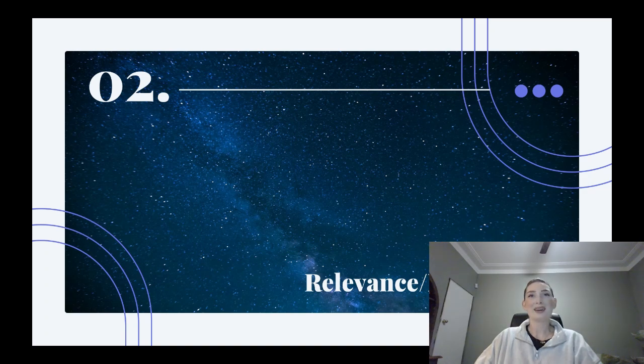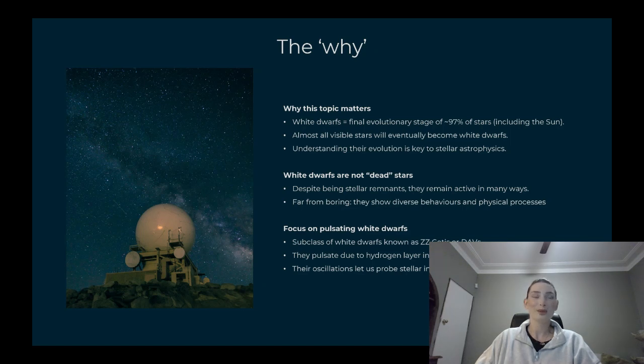All right, let's get cracking. So why is this topic so important? Well, in order to frame this correctly, I might have to jump ahead a little bit and give you some background information first. So white dwarfs are the final evolutionary stage of about 97% of our stars, including our sun. So almost all of the stars that we can see in the night sky will eventually turn into a white dwarf. So this end process is both A, super common, and also B, super important to understand.